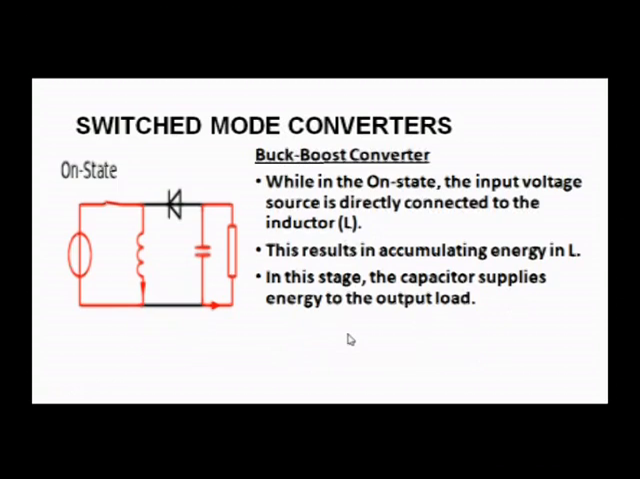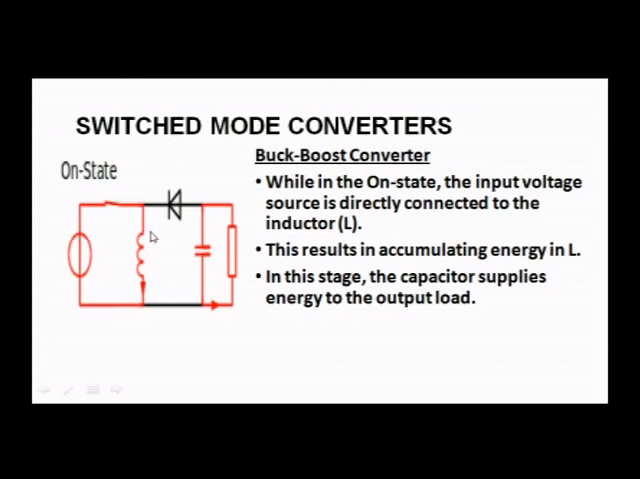So, let me see how it works in the on state. When the switch is on, the inductor is directly in contact with the input. The input voltage source is directly connected to the inductor. So linearly the current will increase, and the energy is stored in the magnetic field. At the same time, this diode is reverse biased, so it does not work.